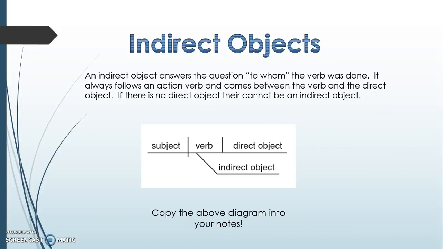Okay, we're done with adjectives, or adverbs, sorry. So close that flap and open the indirect object flap. An indirect object answers the question, to whom was the verb done? It always follows an action verb, and it always comes between the verb and the direct object. Please remember, if there is no direct object, there cannot be an indirect object. You know this. All right, so if you look, it kind of goes on a slant and then straight. Slant and then straight. It looks a lot like a prepositional phrase, but you haven't learned those yet. Copy this diagram into your notes.